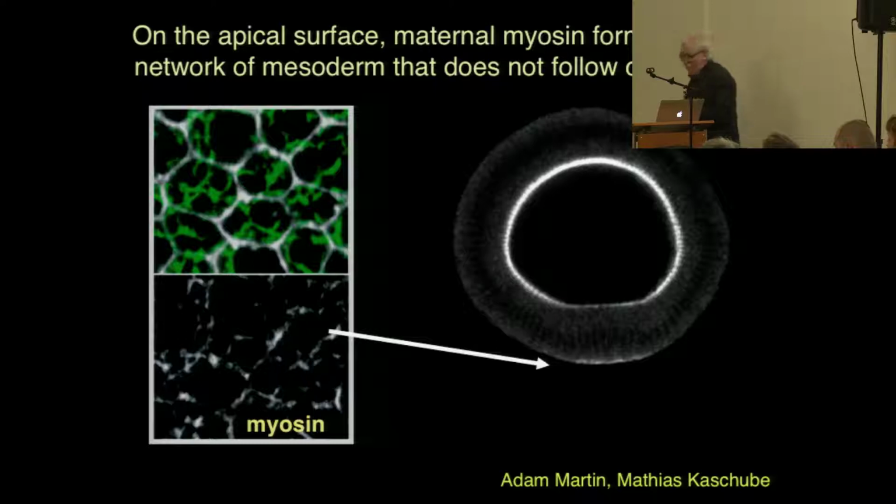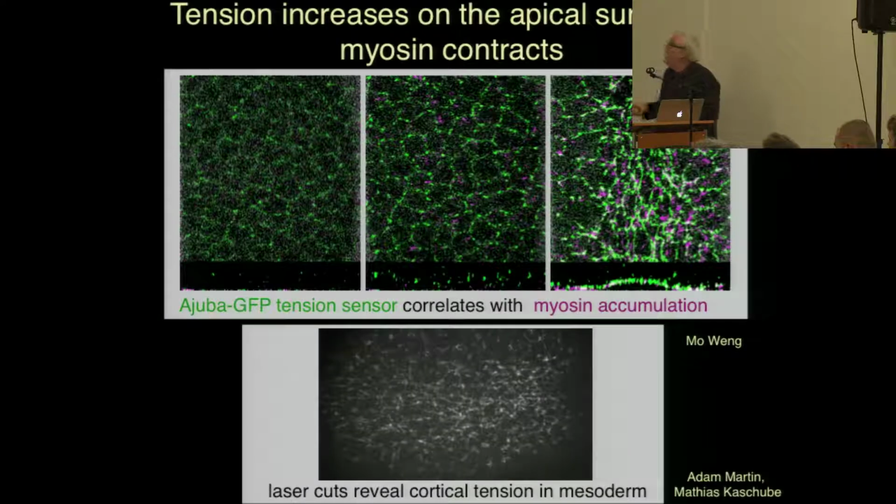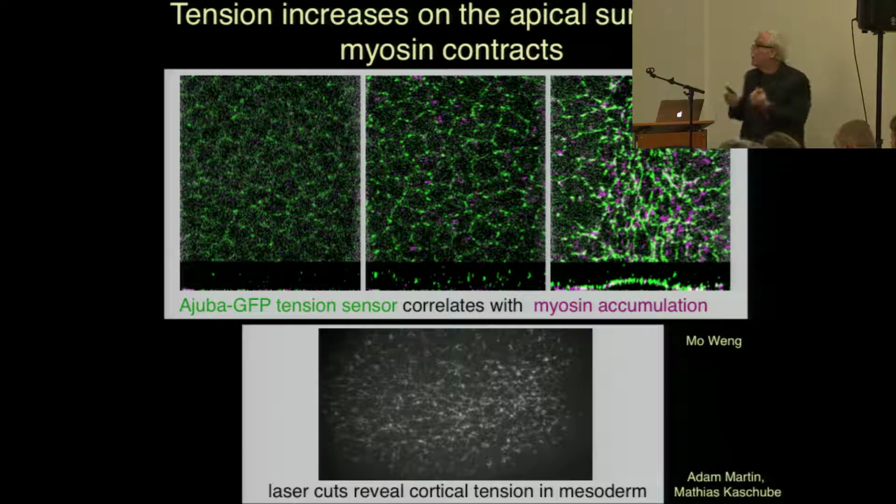That was interesting in itself. We know that the expression of myosin is associated with a tension or a contraction. We can measure that using biosensors like Ajuba GFP, which accumulates in junctions under tension. And what you can't see here very well is that the purple accumulation of myosin on the surface is associated with an increased tension on the junctions.